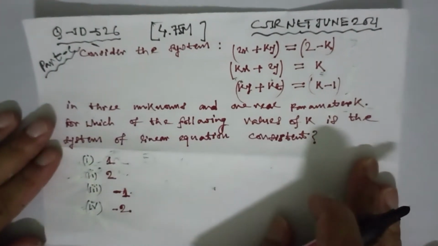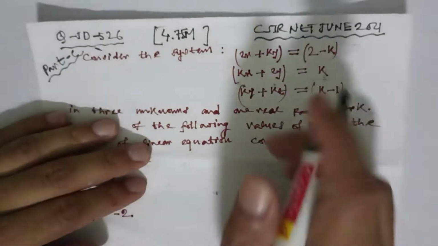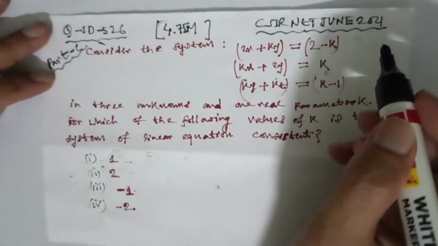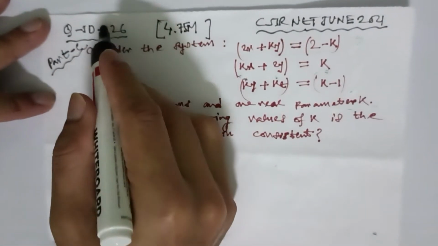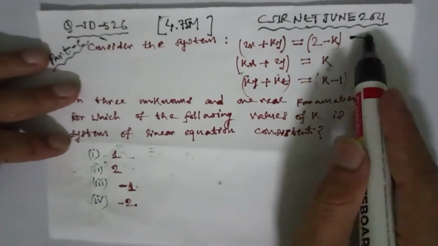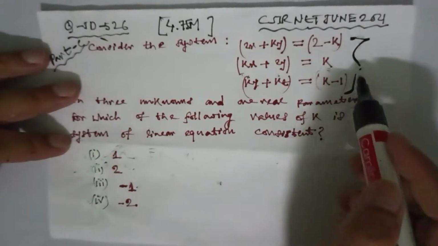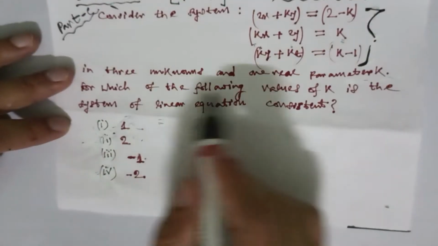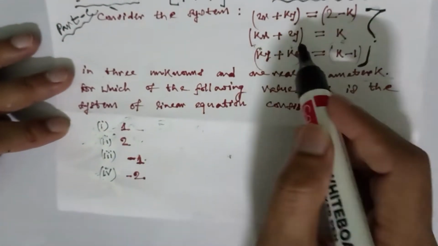Today in this video we are going to discuss an important question from CSIR NET June 2021. This question is from part C and the question ID is 526. In this question, three system equations are given, and it is asking for which values of k the system is consistent.